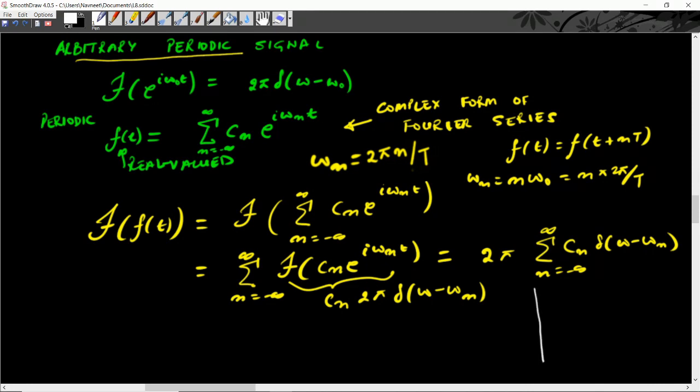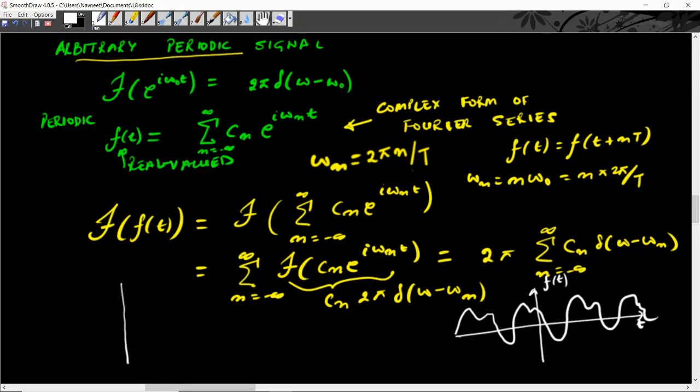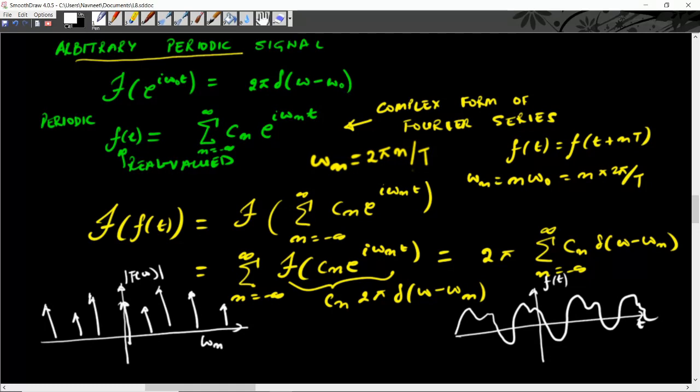So what this expression says is that if you have an arbitrary periodic signal, let's say something like this, then its Fourier transform, and note that the Fourier transform will not be real valued in general, so we'll look at the magnitude of the Fourier transform, and then it will be composed of different delta functions corresponding to the discrete frequencies omega n. So a spectrum of a periodic signal will consist of a discrete set of frequencies, and we know that these frequencies are integer multiples of the fundamental frequency omega naught.